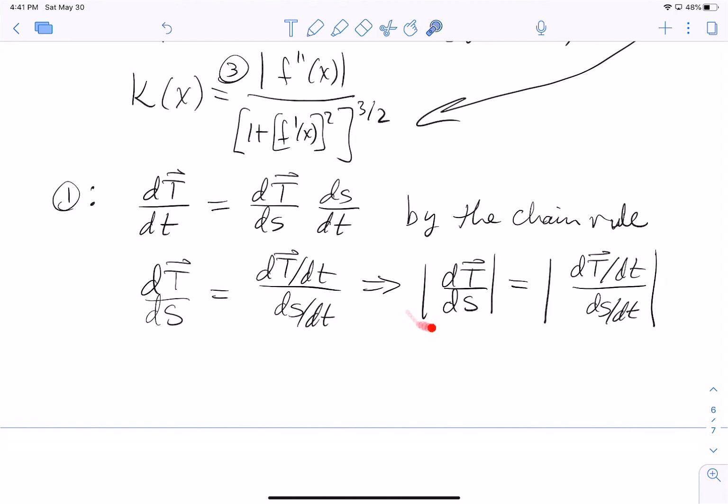The magnitude of dT/ds is what we were told initially is what kappa is. So kappa of t on the left-hand side. And on the right-hand side, within the magnitude in the numerator, we have dT/dt, the derivative of the unit tangent vector with respect to t. That is T prime of t in magnitude, divided by ds/dt, which we saw in a previous video is the magnitude of r prime of t. And so that shows where the first expression comes from.